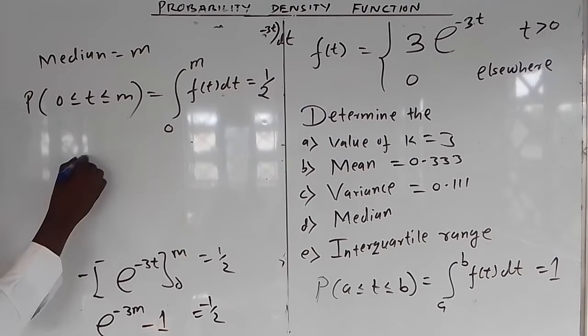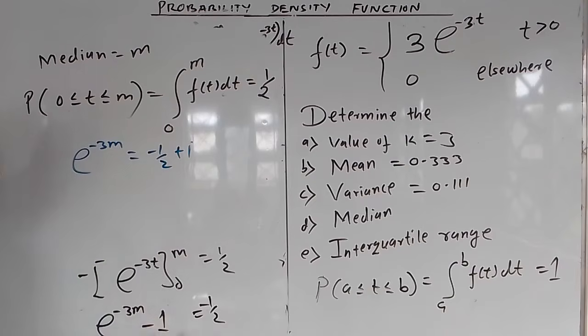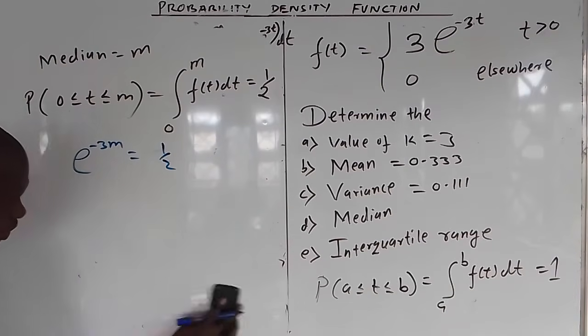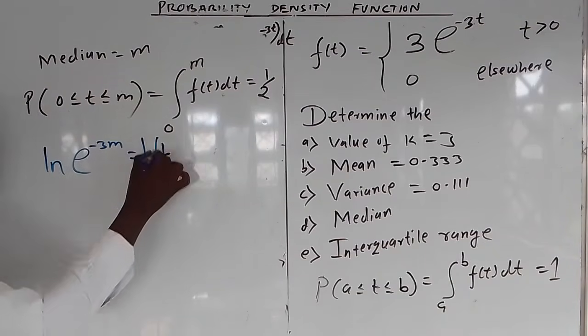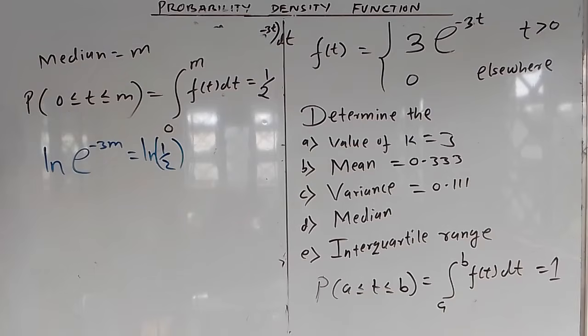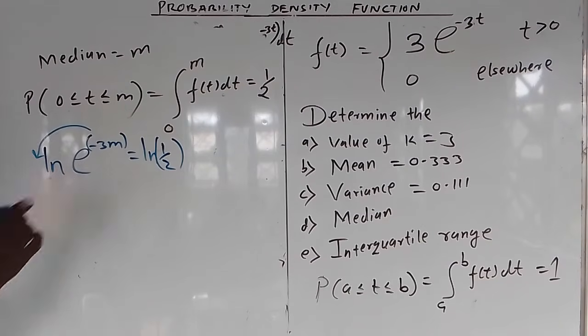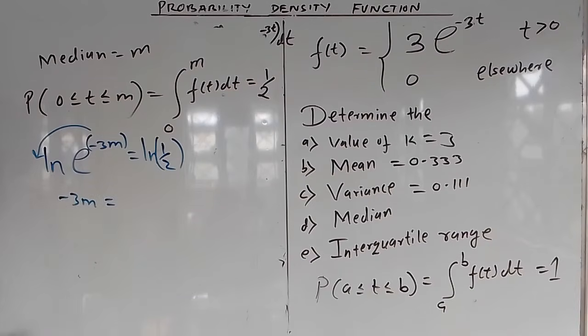See here you will remain with exponential negative 3m is negative a half plus 1. If negative 1 goes the other side, negative a half plus 1 is a half. So how do you get m? In exponential function, you introduce ln on both sides, isn't it? You introduce ln. So here we have negative 3m, which is the power becomes the coefficient. So you have negative 3m is equals to ln of a half.